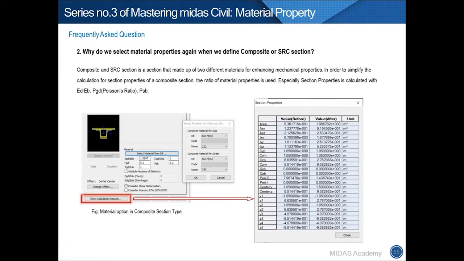Okay, let's check the reason. The first reason why we select material properties again is to calculate section properties considering the material in the subsection simply. So after selecting the material, this composite or SRC section dialog will calculate their section properties before composite and after composite. If you want to check those section properties, click show calculation results. Based on the material ratio, this value will be calculated.